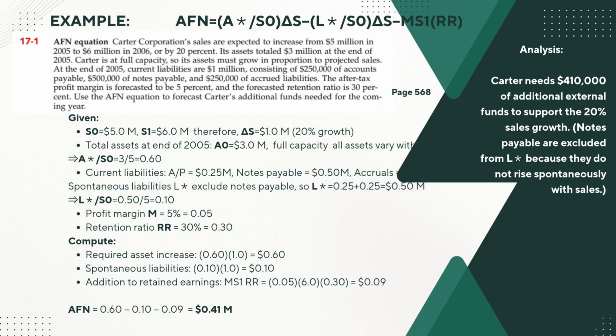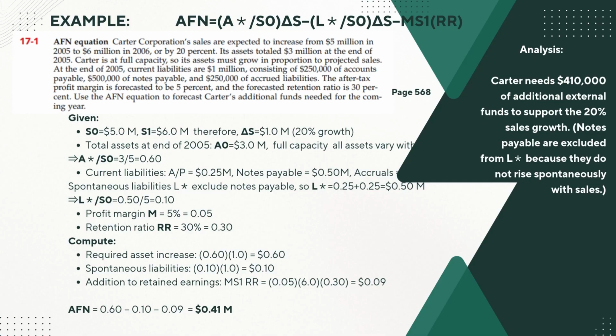The total assets at the end of 2005, A, is equal to 3 million. Full capacity, all assets vary with sales. So we already have our A star over S0, which is 3 over 5 million, equal to 0.60.